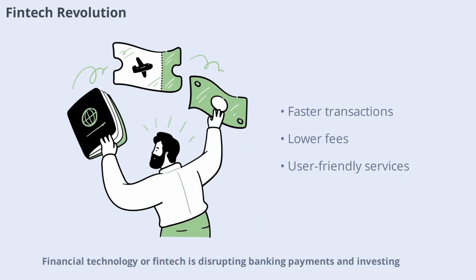Financial technology, or fintech, is disrupting banking, payments, and investing. Startups like Square, Robinhood, and Stripe use technology to offer faster, cheaper, and more user-friendly financial services. By challenging traditional banks, fintech companies are democratizing access to financial tools and reshaping the industry.